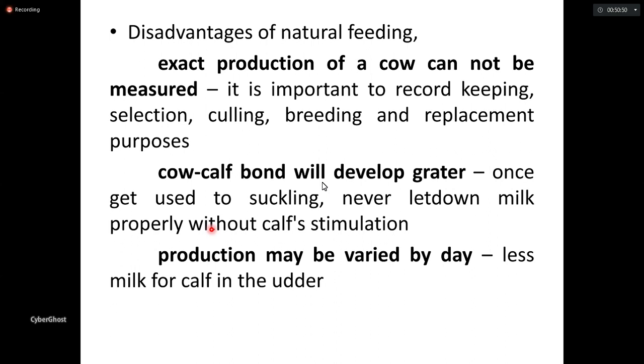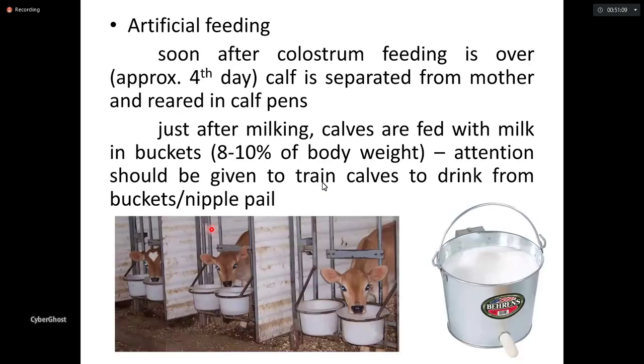So we should avoid that kind of situation because this is a farm basically targeting milk production or whatever the targeted income during a particular time or a particular year. So that's why we have to consider natural feeding, right? Artificial feeding, as you can see, what we usually do is we first harvest all the milk from the mom and divide that into specific portions.